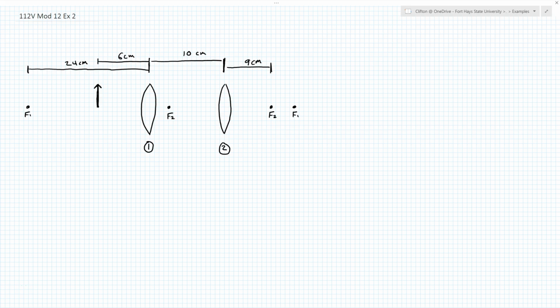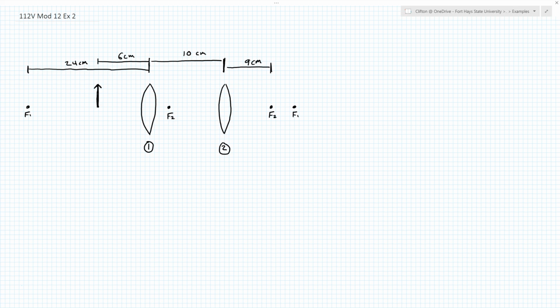Alright, this is example 2 in Module 12. We basically have a pretty straightforward two-lens system. We're told that we have two convex lenses that are separated by 10 centimeters, and we're given the focal lengths of each lens. And then we place an object 6 centimeters in front of the first lens, and the first lens is the one that is in front.